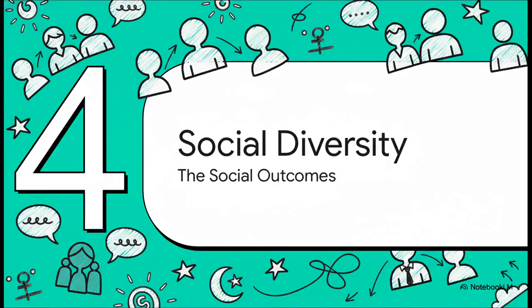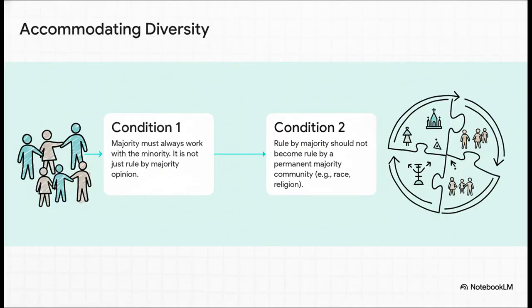All right, let's now talk about the social outcomes. How do democracies handle social diversity? In a country like ours, with so many different religions, languages, and cultures, this is a huge question. Can democracy hold everyone together? Now, for a democracy to successfully manage diversity, 2 conditions are absolutely necessary. Please remember these for your exam.